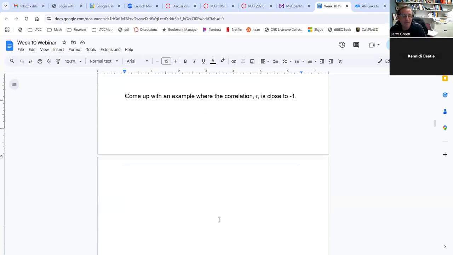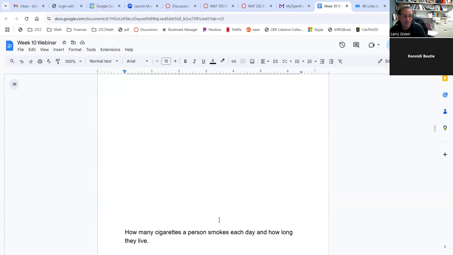Here's another example that's real: how many cigarettes a person smokes each day and how long they live. Okay. So people who smoke a whole lot often have health issues, right? And die younger. Does that make sense? Hopefully you know this, because I think everyone's been taught this at this point.